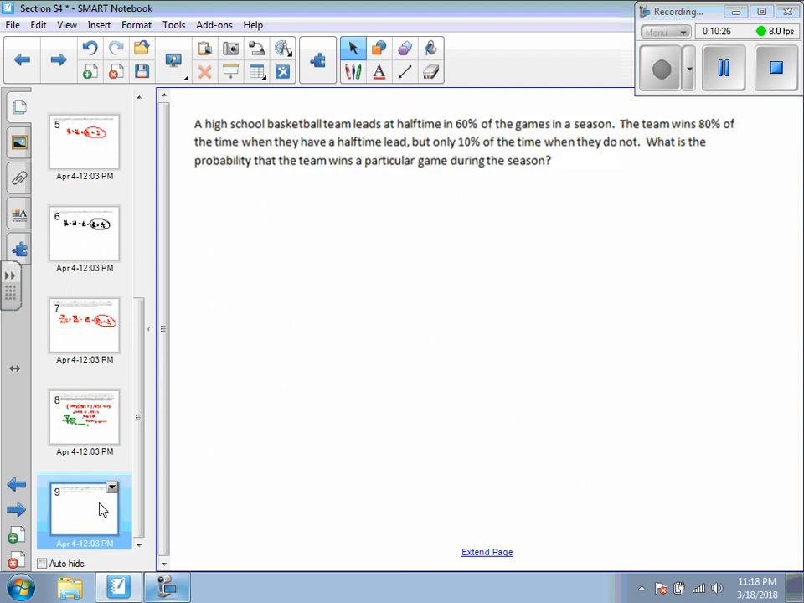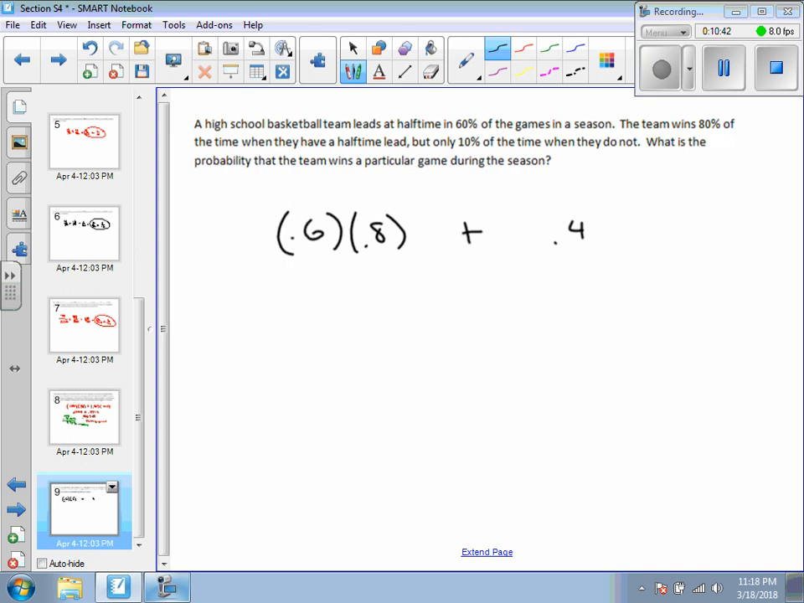All right, the next problem deals with a basketball team, and it is slightly different from that. A high school basketball team leads at halftime in 60% of the games in a season. So in 60% of the games, which is 0.6, they're ahead, which means in 40% of the games, they're behind. If they win 80% of the time when they have a halftime lead, we're going to take 0.6 times 0.8. And they win 10% when they don't, so we're going to take 0.4 times 0.1. Then we're going to find the probability that the team wins a particular game during the course of the season.